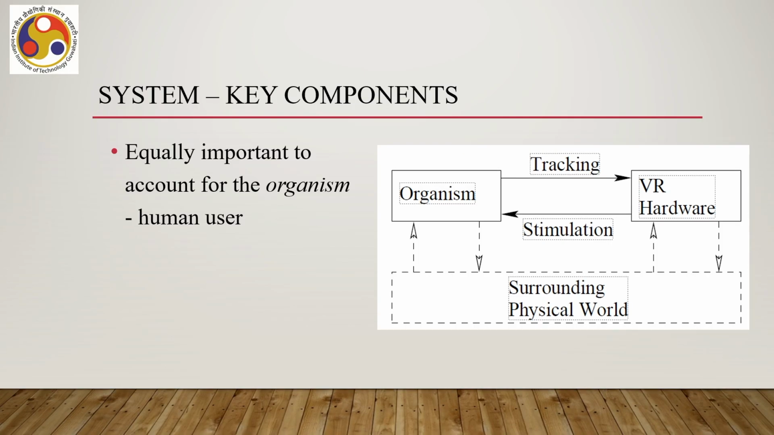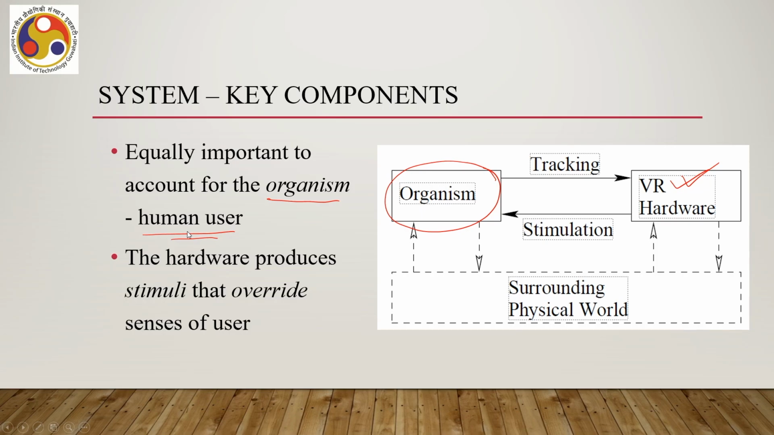So, what does it tell? It tells that it is equally important to account for the other components, notably the organism component, along with the hardware component when we are considering the VR system. Now, in our context, typically the organism refers to the human user. Since the user is always there, we cannot avoid the user component of the overall system. We cannot only concentrate on the hardware component.